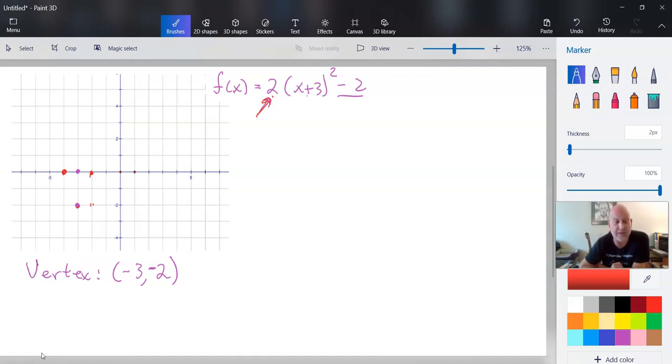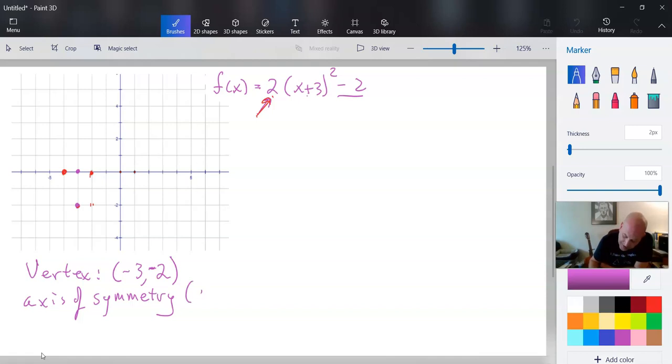And notice that's actually enough information to get a sketch of it already. Okay, but you're going to be asked for more information than this. Okay, you're also going to be asked for what's called the axis of symmetry.